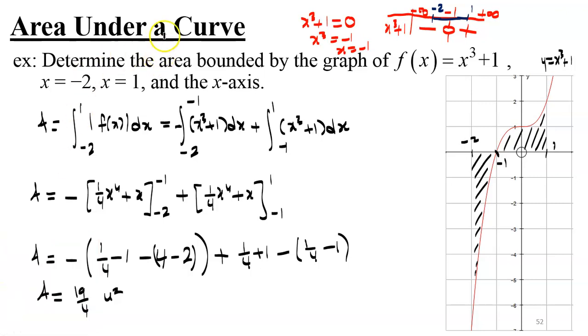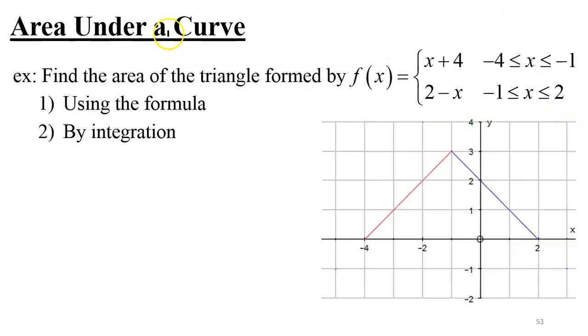Okay, so that is regarding the first example. Now, if we were to move to the second example, we have here a piecewise function. So we have f of x defined by x plus 4 over the interval [-4, -1], and by 2 minus x over the interval [-1, 2].